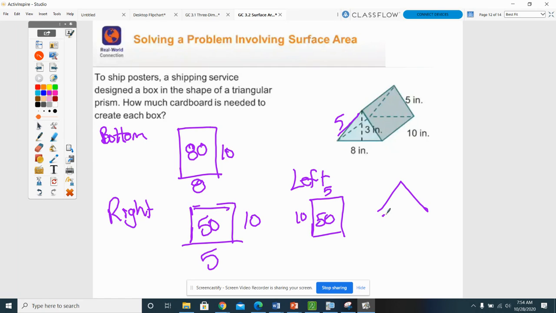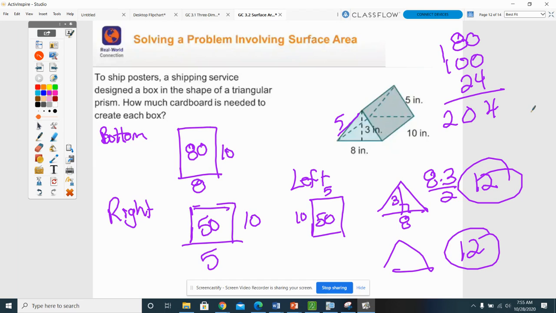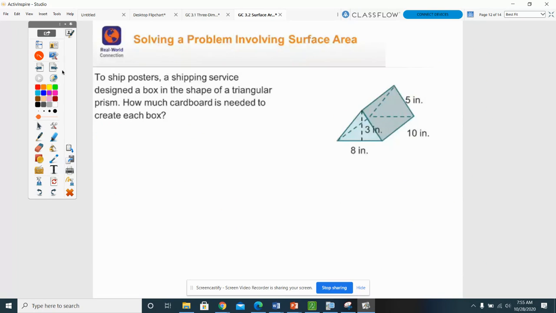And then you have 2 triangles. That's base times height divided by 2, and that's 8 times 3. Divide by 2. 24 divided by 2 is 12. And the other one has to be the same, which is 12. So we're going to take 80. 50 and 50 is 100. 12 and 12 is 24. Add it up, and you get 204. What are we talking about? Inches squared. Okay, I'm not happy with this. They should have given you the 5, but hopefully the next one will be better.